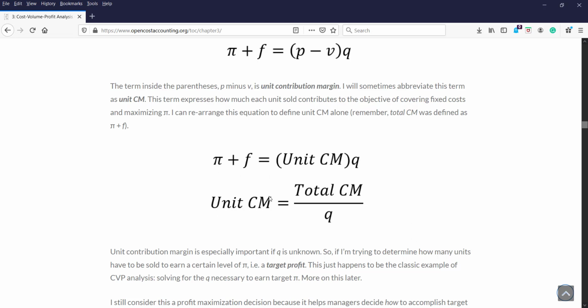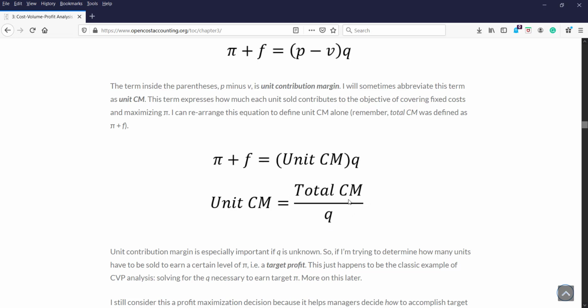But regardless, it's the same identity principle here. We have unit CM equals total contribution margin divided by the volume that we're talking about. So they have a relationship, total and unit contribution margin. If you find it easier to think about unit contribution margin, simply scale it up by the number of volume units that you have, the Q that you have, and that will get you total contribution margin.